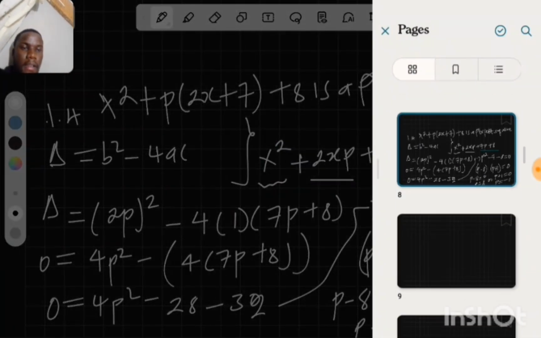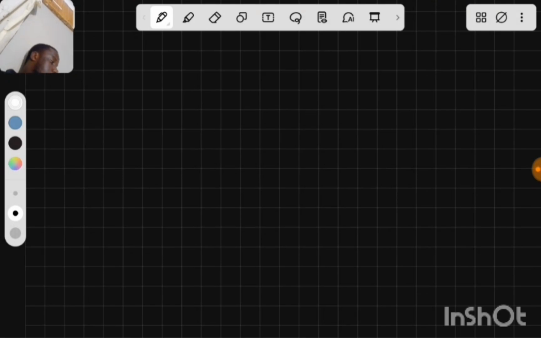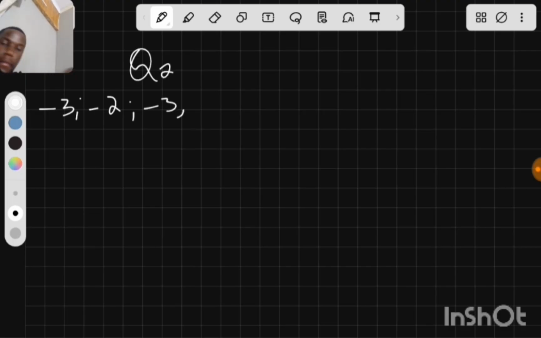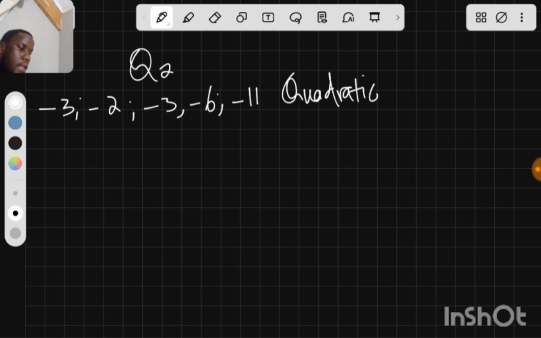I hope you understand. Then let's look at question 2. We have minus 3, minus 2, minus 3, minus 6, minus 11. They told us it is a quadratic pattern.